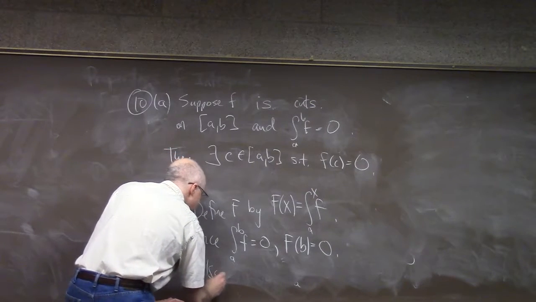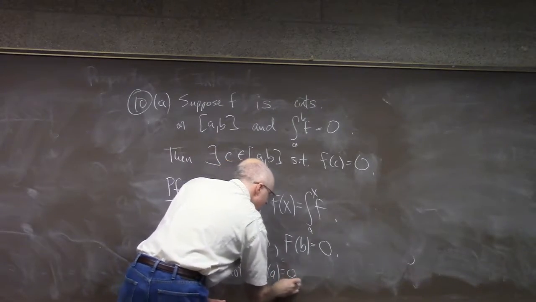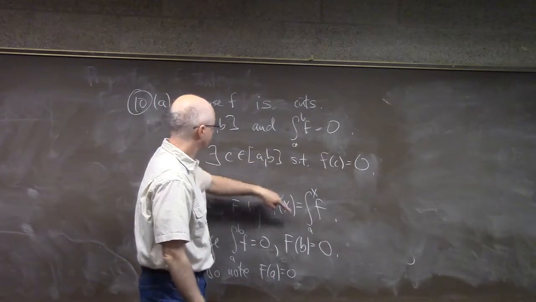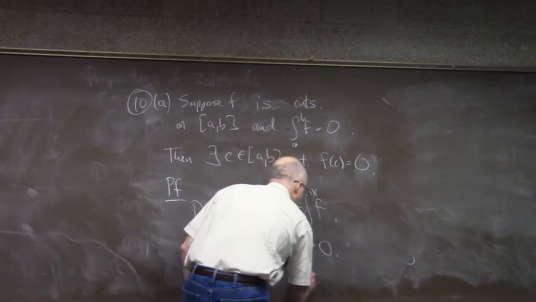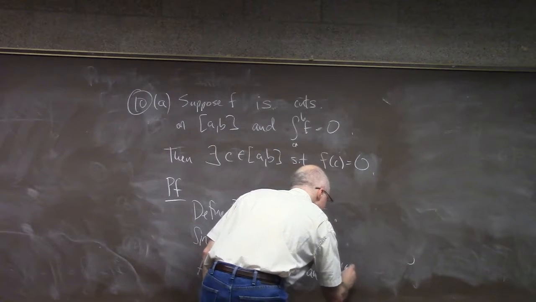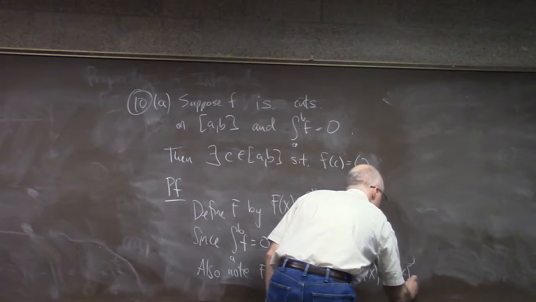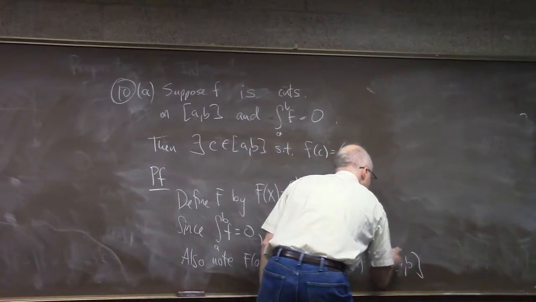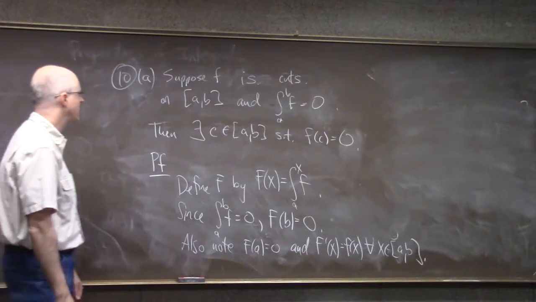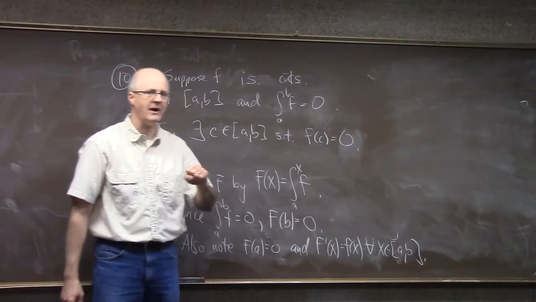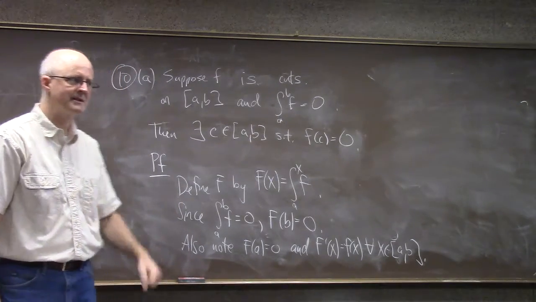Also note that capital F of a is 0 because you'd be integrating little f from a to a. And capital F prime of x equals little f of x for all x in the interval. This doesn't finish it. I need something else. My goal is to show there's some c so that little f of c is 0. What other thing do you think I need to get to that final conclusion? This is all preamble.